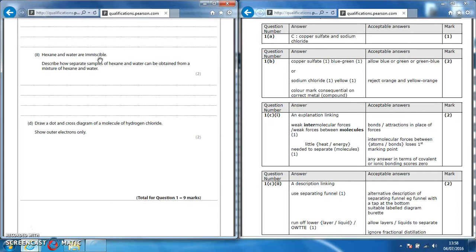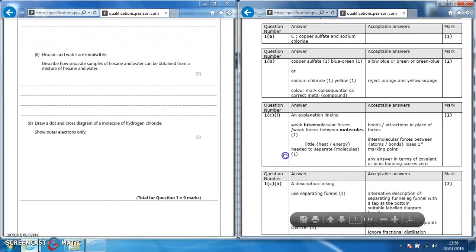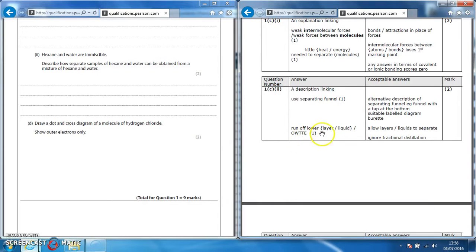And that's pretty much exactly what it says here. Use a separating funnel, and then scroll down a bit so you can see it, and then the bottom layer comes out. However you want to say that, OWTTE. That's words of it, to the similar effect.